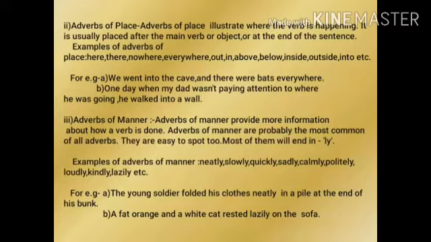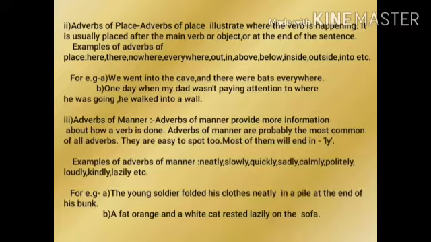Adverbs of manner are probably the most common of all adverbs. They are easy to spot too. Most of them will end in ly. That means at the last of the word you will see these words end in ly. Examples of adverbs of manner: neatly, slowly, quickly, sadly, calmly, politely, loudly, kindly, lazily, etc. So these are some of the examples I have given of adverbs of manner.